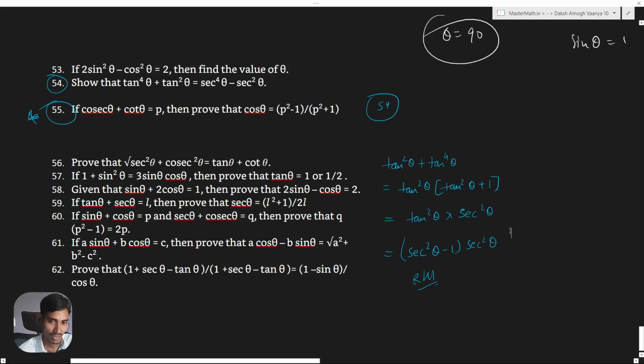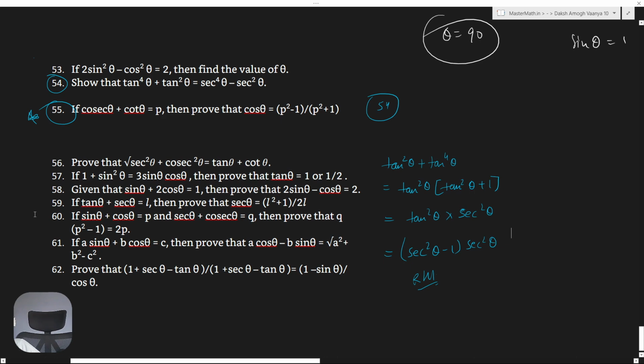Okay. Next step. Tan square theta into tan square theta plus 1. How did we get this step? Taken common. Tan square theta taken common out. He shifted the places, therefore you got confused. It was 1 plus tan square theta, but it's the same. Okay, next.